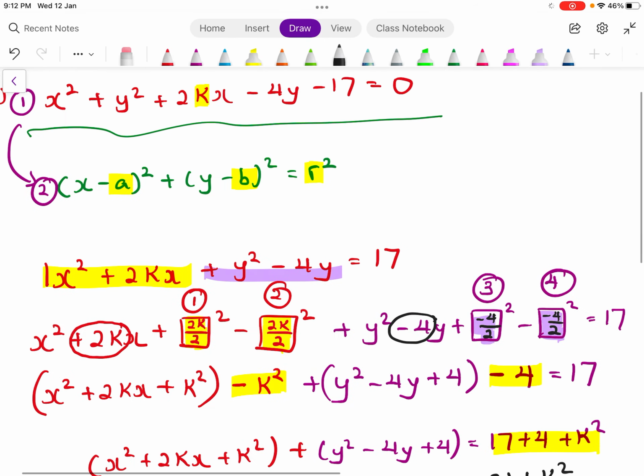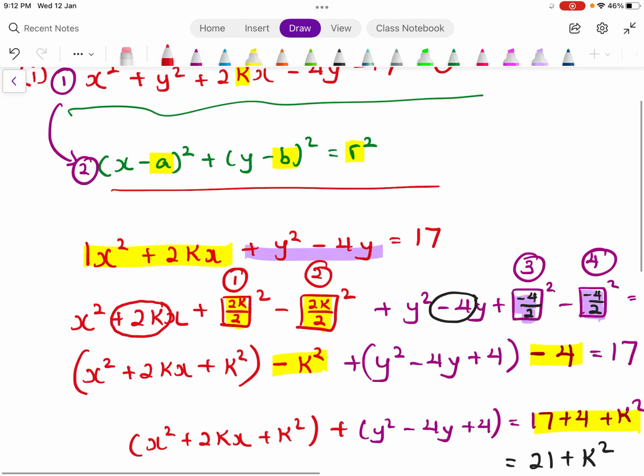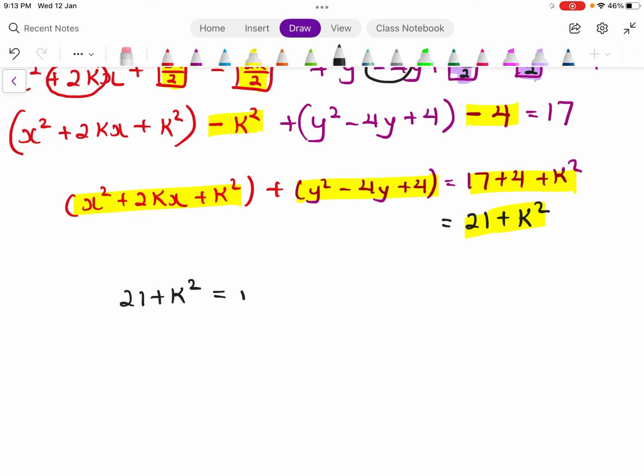Okay, so this looks like the so-called completed square form, the second equation right here. Remember the right hand side is always r squared, and since they tell us that the radius is 5, r squared is just 5 squared, 25. So you compare with this. This one I haven't factorized yet, but the crucial thing is the right hand side. So 21 plus k squared is equal to r squared, and r we know already, so 5 squared is 25.